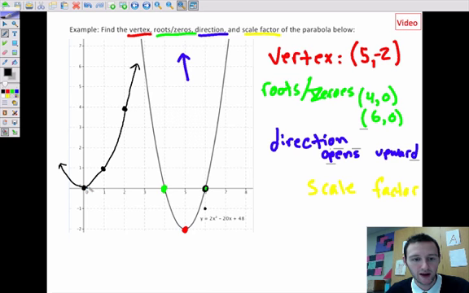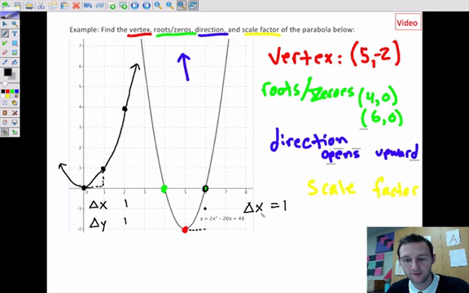Notice here we're talking about going over 1 and up 1. So the change in x here was 1, and the change in y here was also 1. Let's look at what it was for this parabola. Okay, so we went over 1, so our change in x is still 1, but the vertical change, the change in y, is 2.